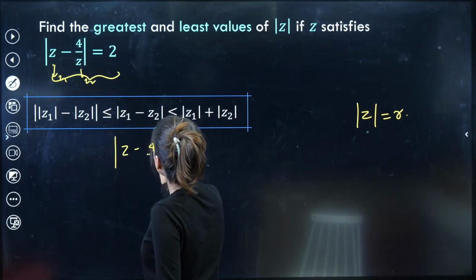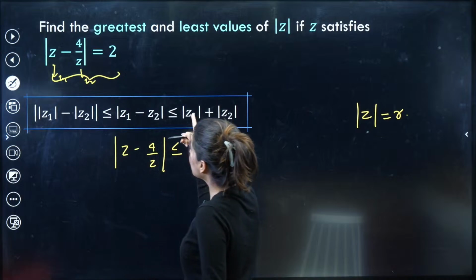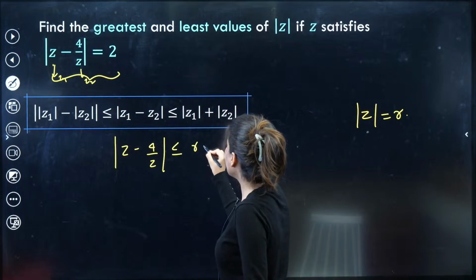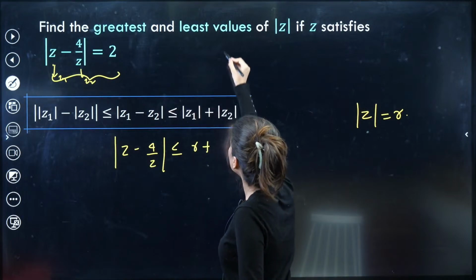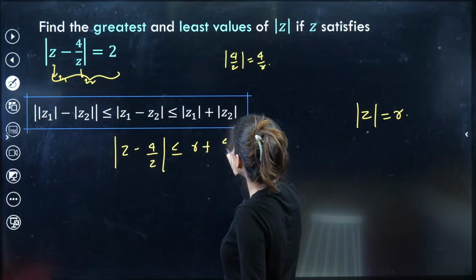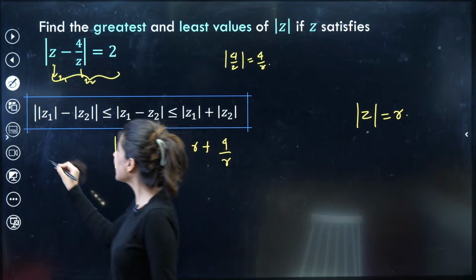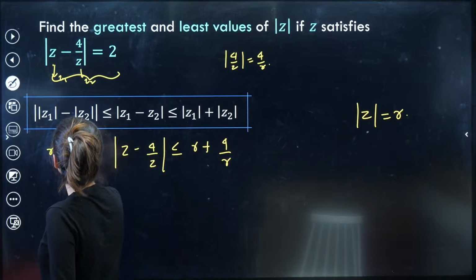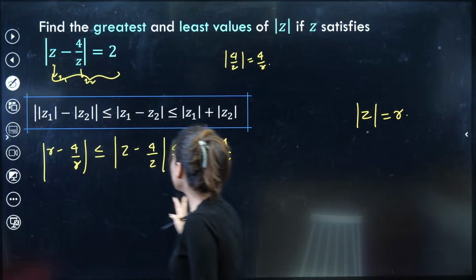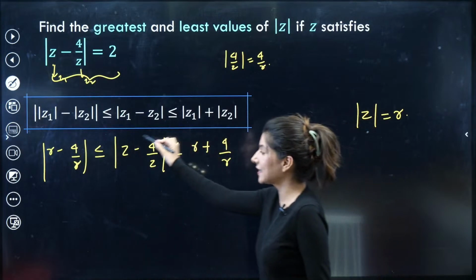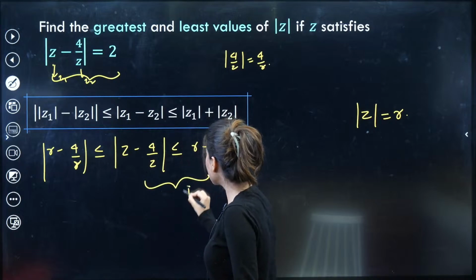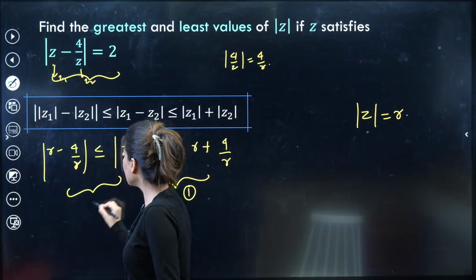Mod of z minus 4 by z is less than or equal to mod z1, and mod z1 is what? r, plus mod z2. So mod 4 by z is nothing but 4 by r, so plus 4 by r. On the left hand side, I'll be having mod of r minus 4 by r less than or equal to this, and this is nothing but 2. So we are having actually 2 inequalities. This is number 1 inequality and this is number 2 inequality.